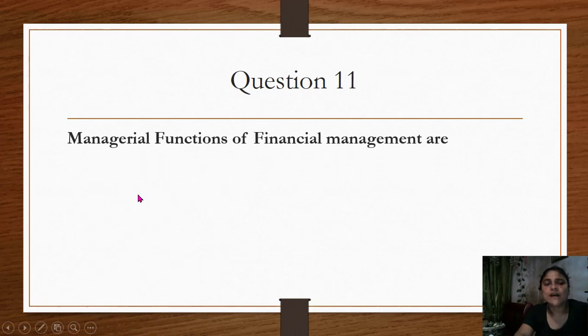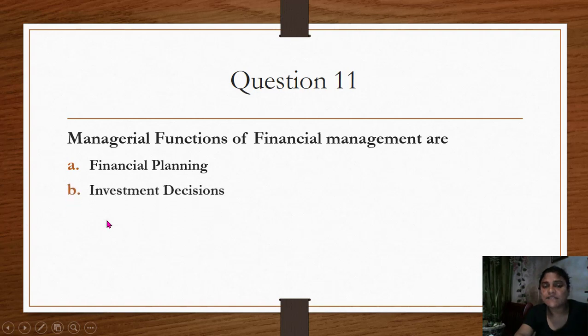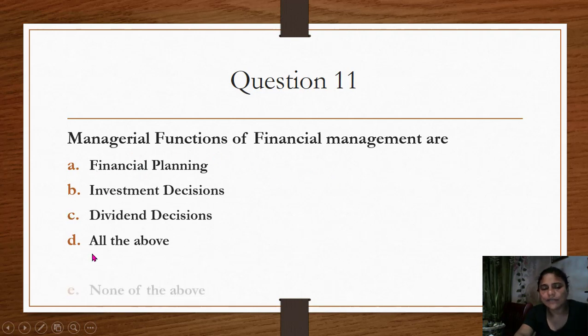Question 11. Managerial functions of financial management are financial planning, investment decisions, dividend decisions, all the above. All these three are the managerial functions of financial management. So the answer for this question is all the above.